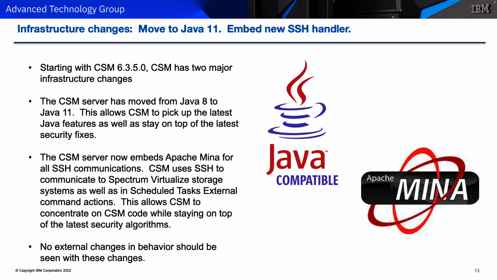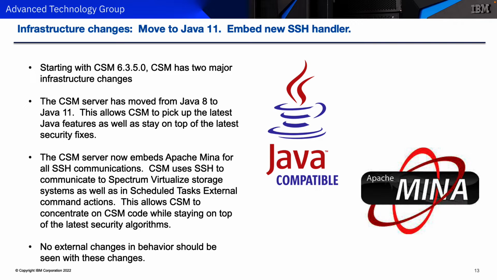The next one is in terms of our SSH handling. CSM will make SSH calls out of the CSM server in two different cases. One is to communicate to any Spectrum Virtualize storage systems. That's how the API works, how we make calls, etc. And the other is with that new scheduled task support where you can invoke external commands as part of the scheduled task. So both those cases do use SSH.